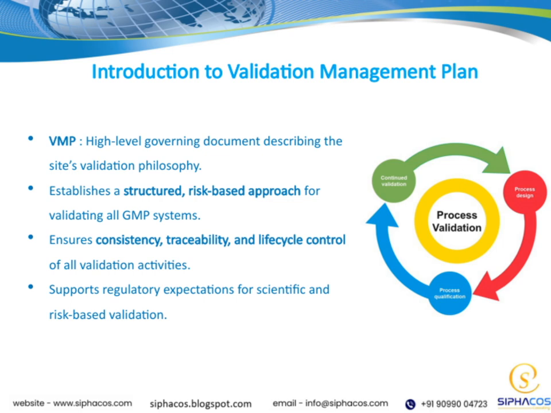The VMP also ensures that our validation activities are consistent, traceable, and managed throughout their life cycle. This traceability is crucial for maintaining control and accountability in our processes. Additionally, it aligns with regulatory expectations, emphasizing a scientific and risk-based approach to validation. Overall, the VMP supports our goal of ensuring that all systems are validated properly, reliably, and in a manner that satisfies both internal standards and external regulations. It's a key document that guides our entire validation strategy and helps us maintain quality and compliance across the site.